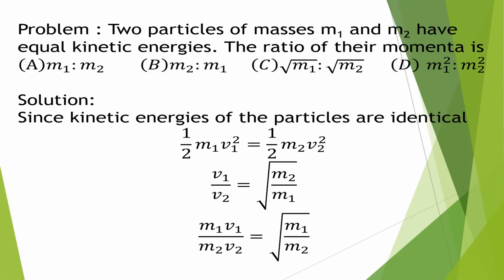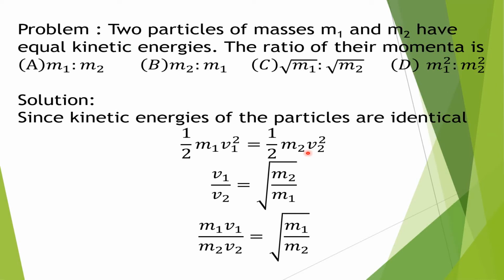Let's look at the next problem. The statement is: two particles of masses m1 and m2 have equal kinetic energies. The ratio of their momenta is. So we first need to write down an expression for the kinetic energy of these two particles. One half mv square is how we write down the kinetic energy of a particle. On the left hand side we have the kinetic energy of the particle of mass m1, and on the right hand side we have the kinetic energy of the particle which has mass m2.